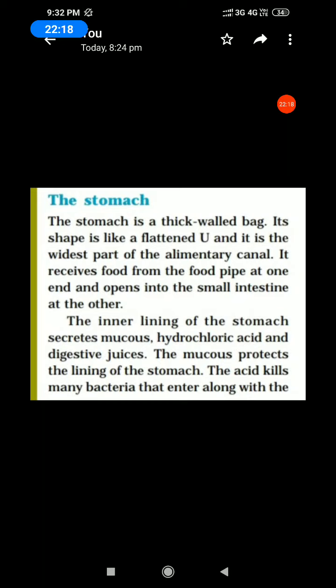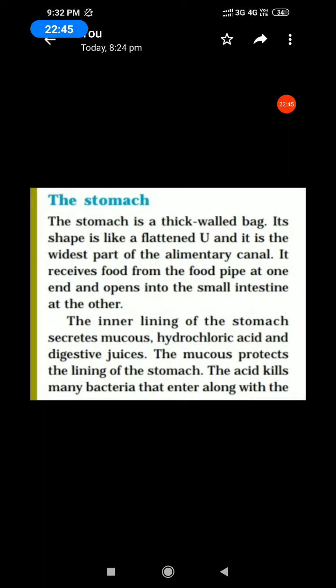Next I will explain the stomach. The stomach is a thick-walled, bag-like structure. Its shape is like a flattened U and it is the widest part of the alimentary canal. It receives food from the food pipe at one end and opens into the small intestine at the other.